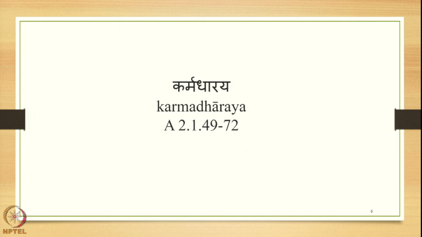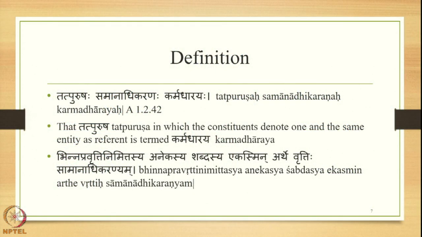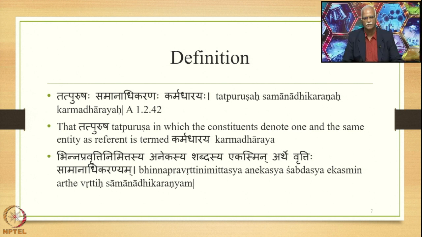We also studied the Vibhakti Tatpurusha initially as one of the major sub-varieties of the Tatpurusha compound. Now we are studying the Karmadhāraya and we said that the Karmadhāraya compound is stated in the section 2149 up to 72. This is governed by the Adhikara Samanadhikaranena Tatpurusha. The term karmadhāraya is defined as Tatpurusha samanadhikaranaha karmadhārayaha. That Tatpurusha in which the constituents denote one and the same entity as referent is termed karmadhāraya.